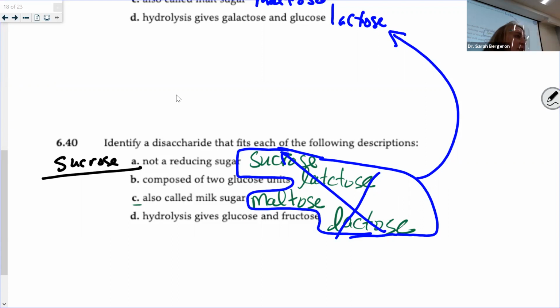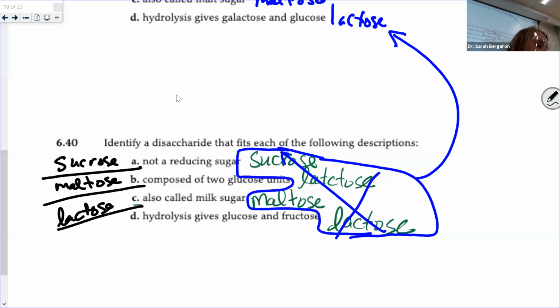Any takers? This one is maltose. Okay, also called milk sugar. Lactose. Yeah. And hydrolysis of this one gives glucose and fructose. That is sucrose. Good. So sorry about that. I don't know how I did that.